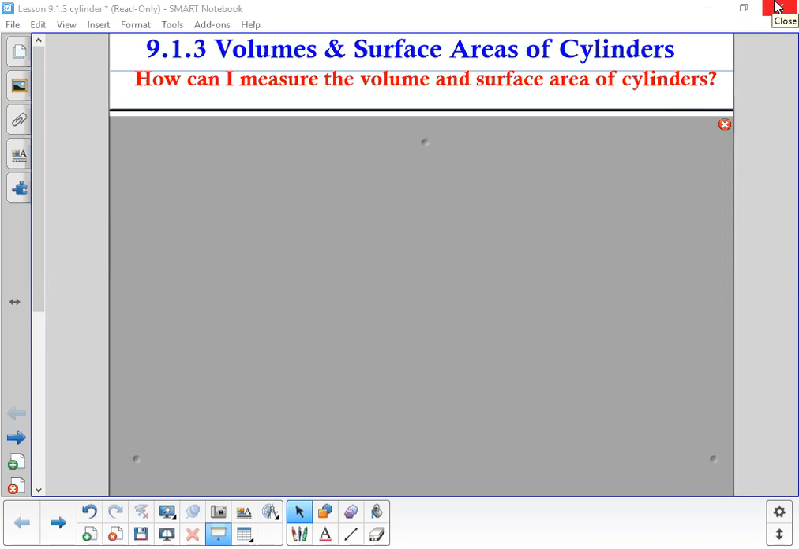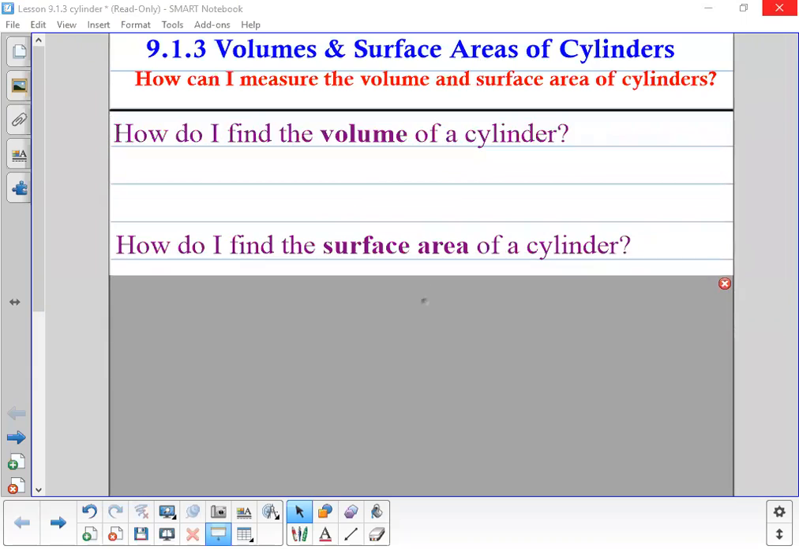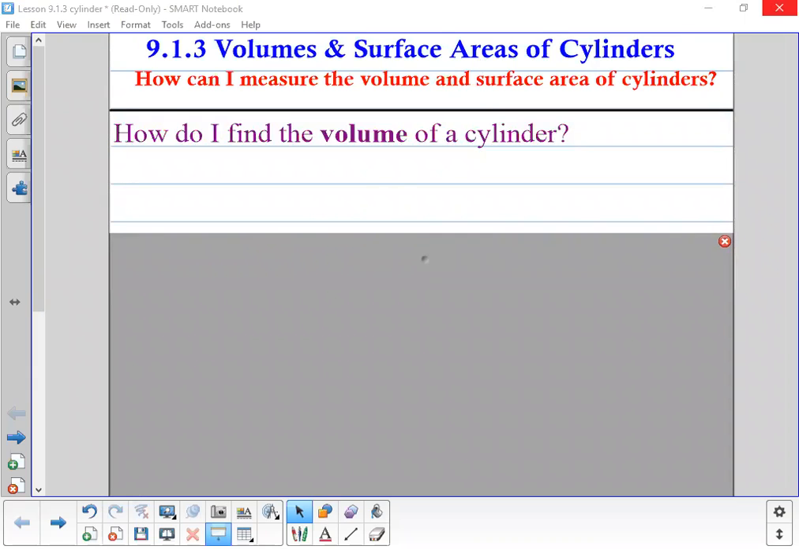This lesson is all about the volume and the surface area of cylinders. So our essential question is, how can I measure the volume and the surface area of cylinders? A cylinder is a lot like a prism, but the big difference is that the base of a cylinder is always going to be a circle.